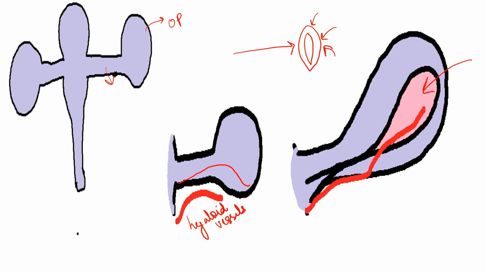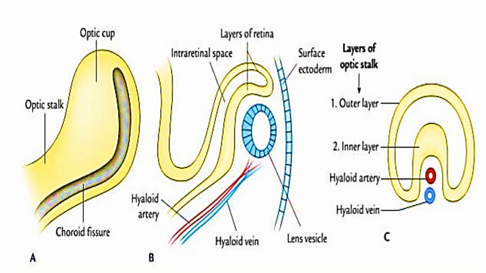The purpose of the choroidal fissure or the optic fissure is basically to allow the hyaloid vessels to grow inside the optic cup and reach the developing lens vesicle. Okay, so that is very important if you want to understand about the development of the vitreous. The following slide actually tells you about the same thing.